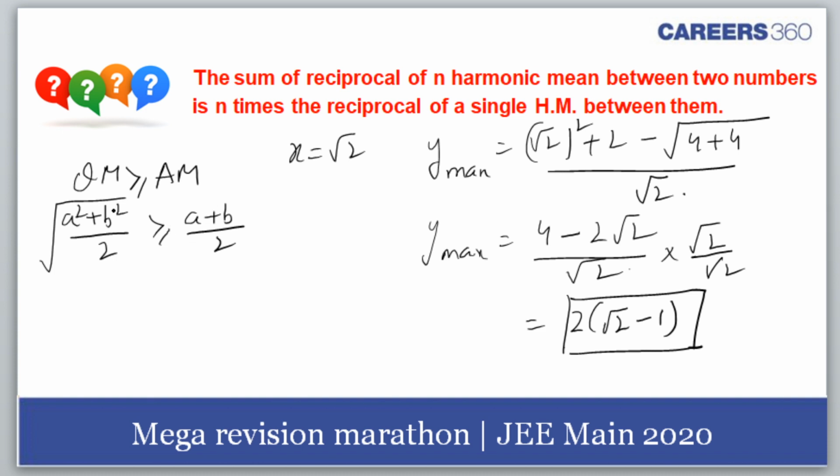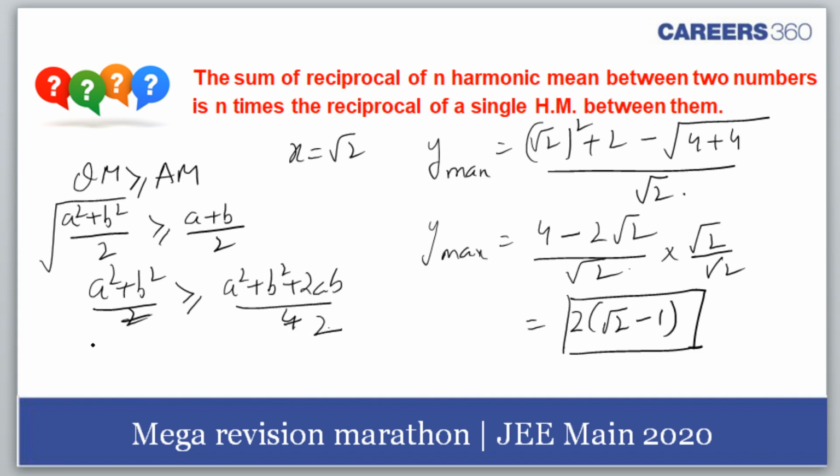So let's check. We do squaring both sides. A and b are considered as positive. So what do we get? a square plus b square by 2. And here what do I get? a square plus b square plus 2ab upon 4. Am I right? The 2 and 2 vanish.